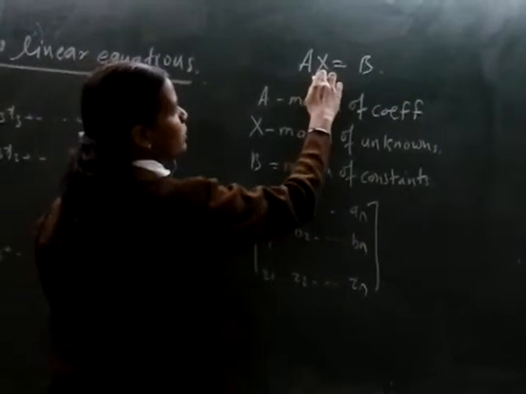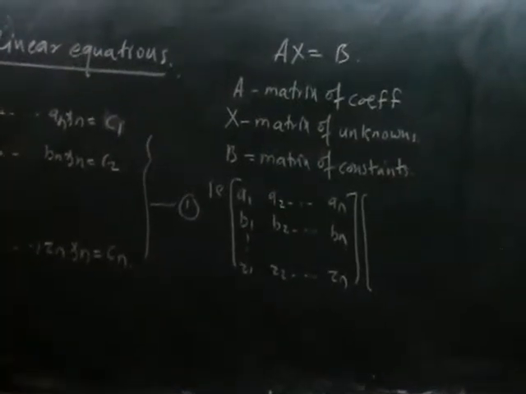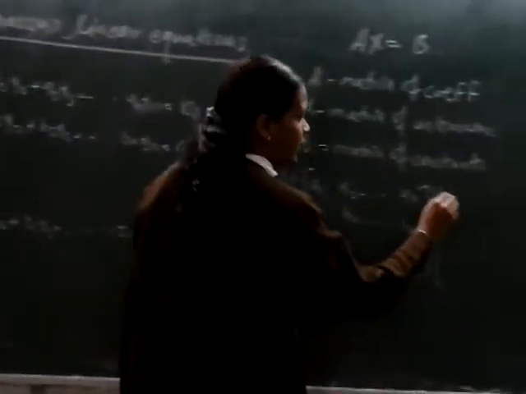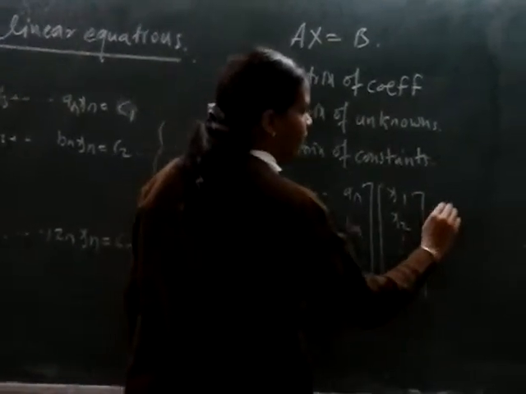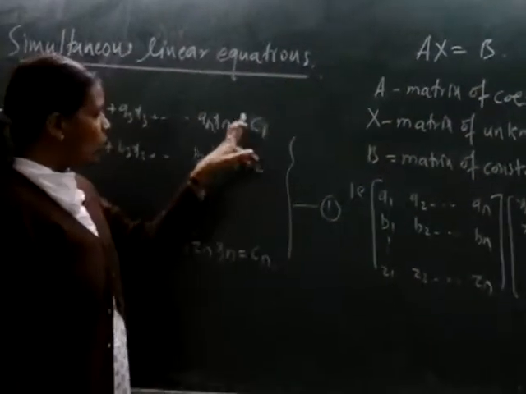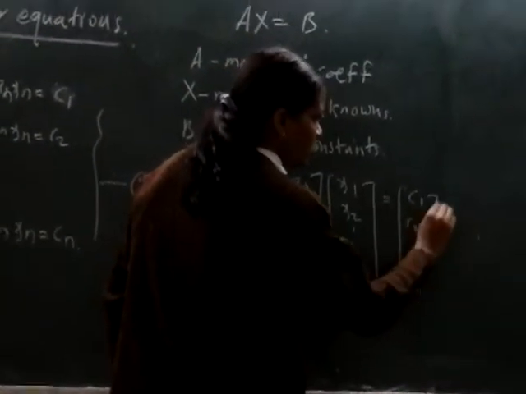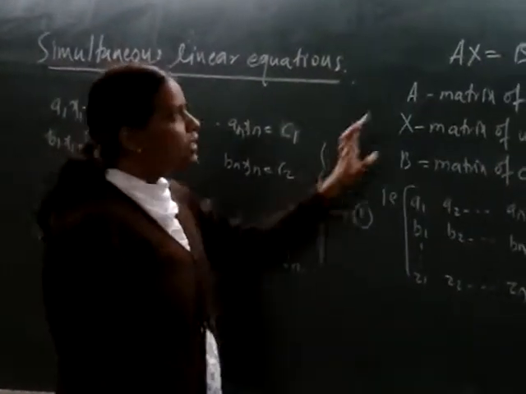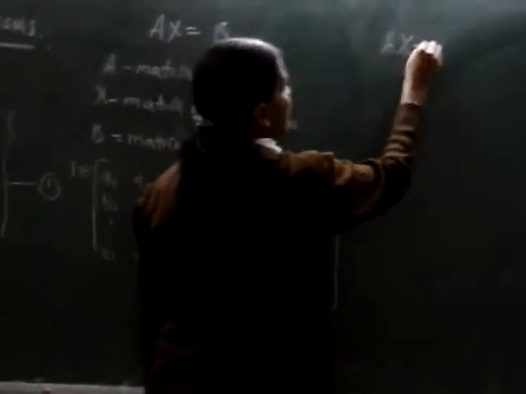Now we write the elements of the matrix X. X is the matrix of unknowns. How many unknowns are there? There are n unknowns denoted by x1, x2 up to xn. And the right hand side matrix B is the matrix of constant terms, that is c1, c2 up to cn. So in matrix form we write the given system of equations as AX is equal to B.